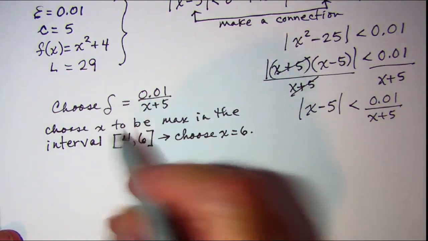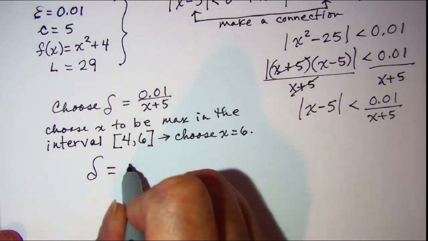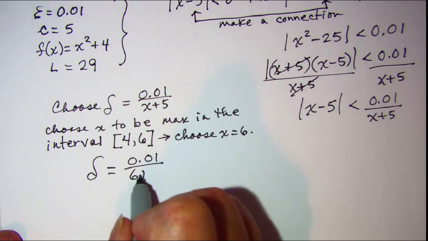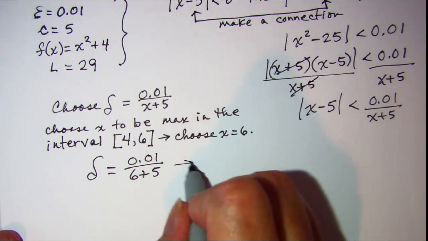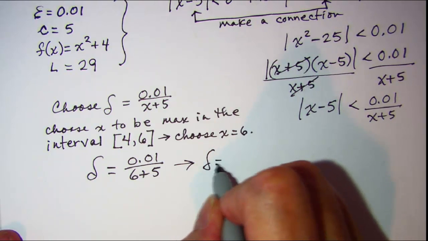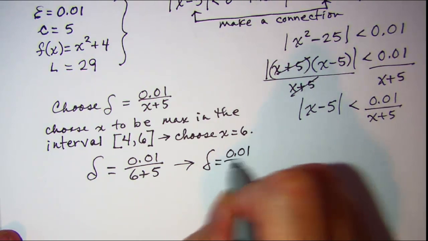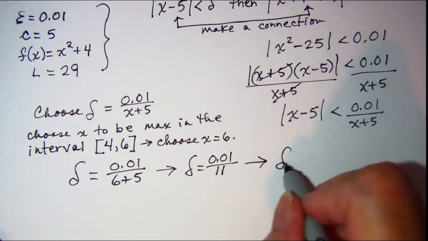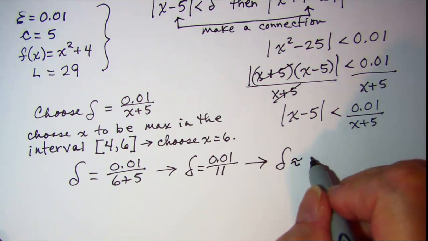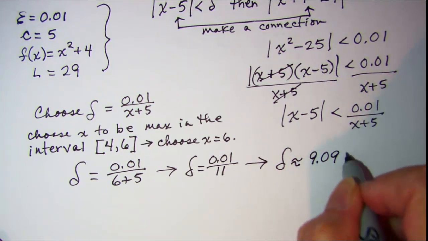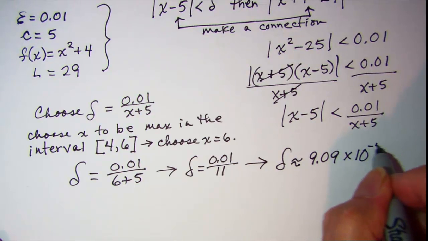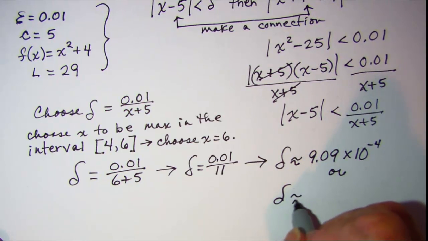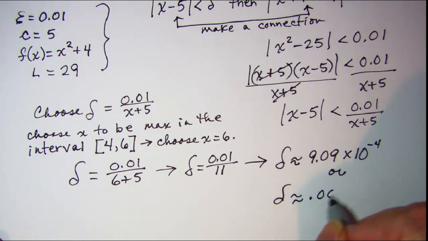This means then that delta is going to equal 0.01 over 6 plus 5, which makes delta equal to 0.01 over 11, and that is approximately 9.09 times 10 to the negative 4, or 0.0009.